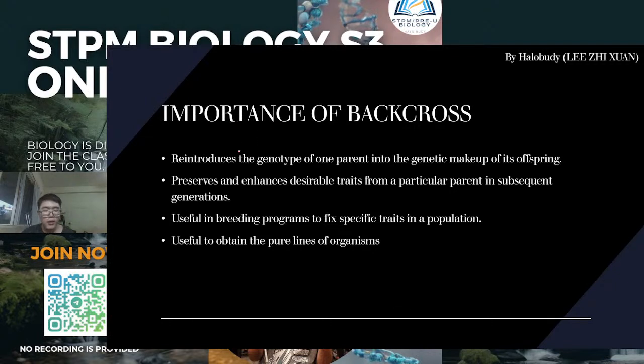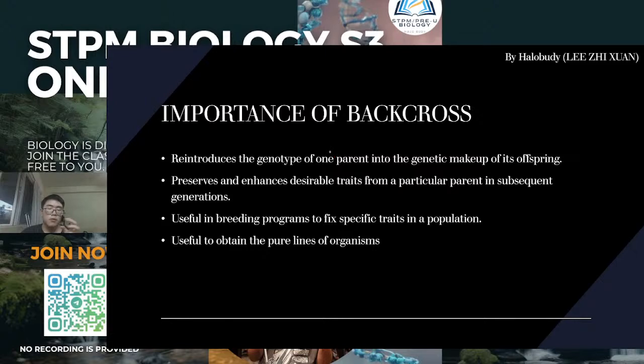The scientists don't want that because they found that this kind of characteristic is very useful to humans. When that characteristic disappears from the world, humans will lose the knowledge and advantage from that organism. So they have to maintain and enhance those desirable traits. It is very useful in breeding programs to fix a specific trait in a population.